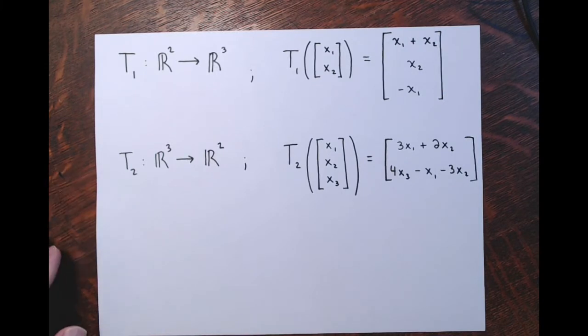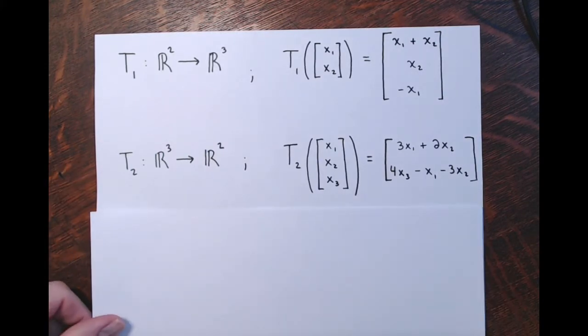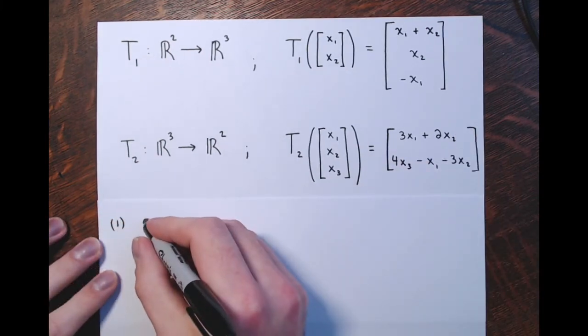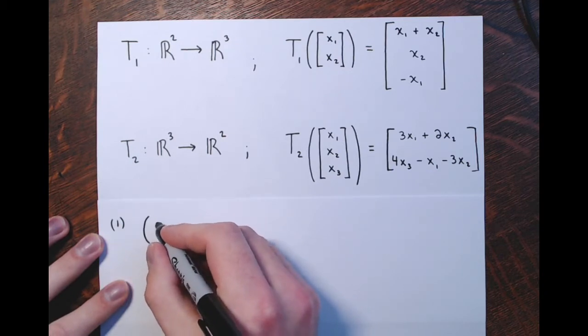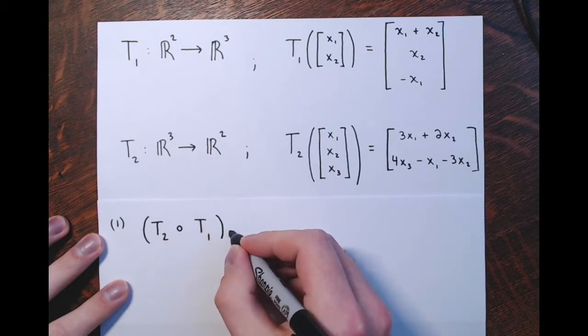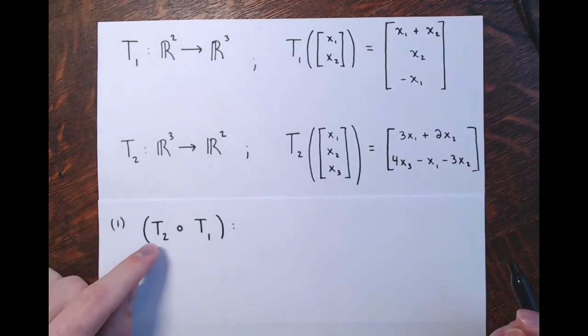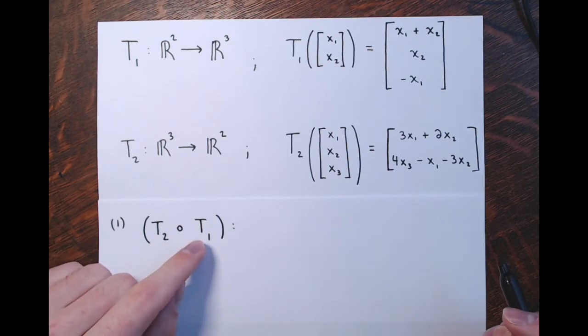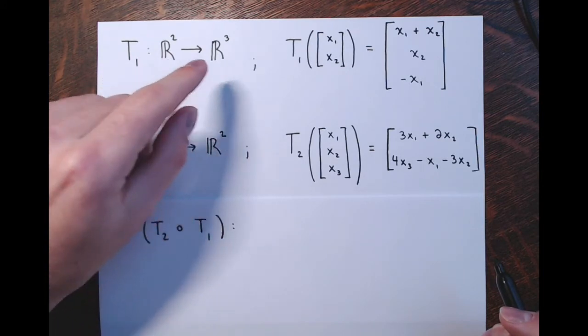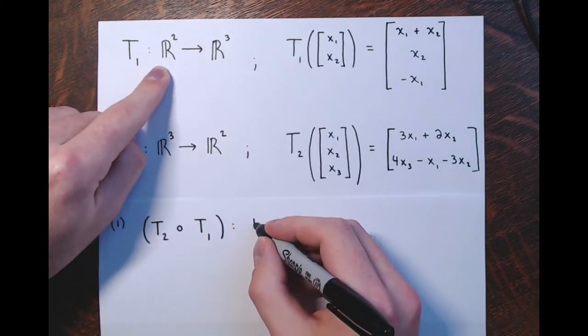Alright, so the first part they're asking us to do is find this composition T2 composed with T1. Now if I do T2 composed with T1, this means I'm going into transformation T1 first. I'm going to apply that first and then apply T2. So if I go through T1 first, that means my inputs are coming from R2.